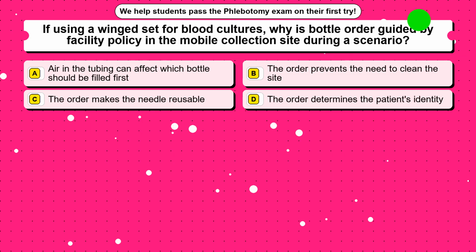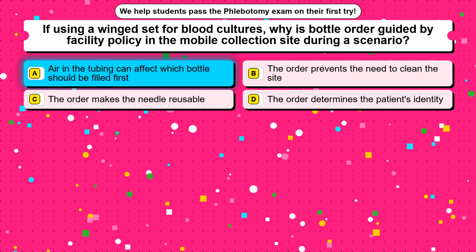Question 72. If using a winged set for blood cultures, why is bottle order guided by facility policy in the mobile collection site during a scenario? Option A. Air in the tubing can affect which bottle should be filled first. Option B. The order prevents the need to clean the site. Option C. The order makes the needle reusable. Option D. The order determines the patient's identity.